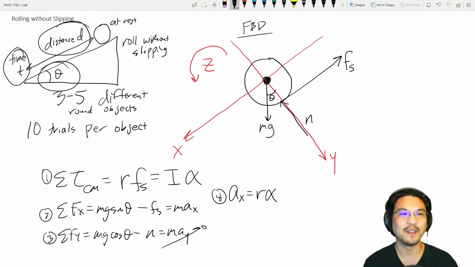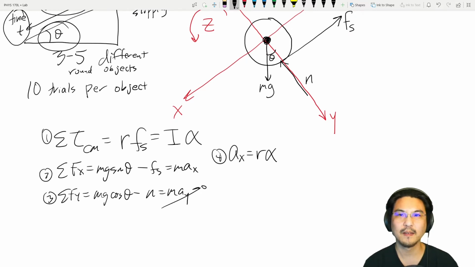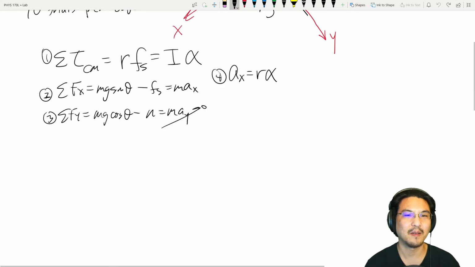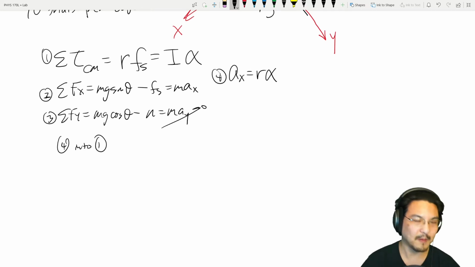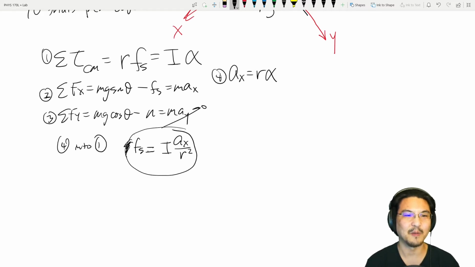Okay, so let's solve for the acceleration. I can use equations 1, 2, and 4. So R Fs equals I alpha, but alpha is ax over R. And then let me move this R over here. Okay, so now I have an expression for static friction, which I'll substitute right here into equation 2.